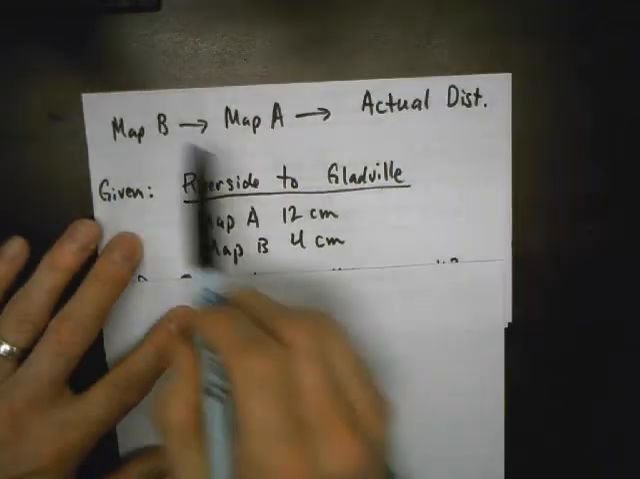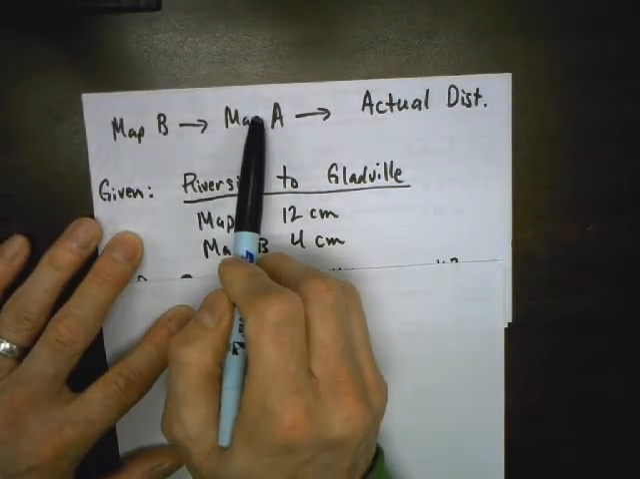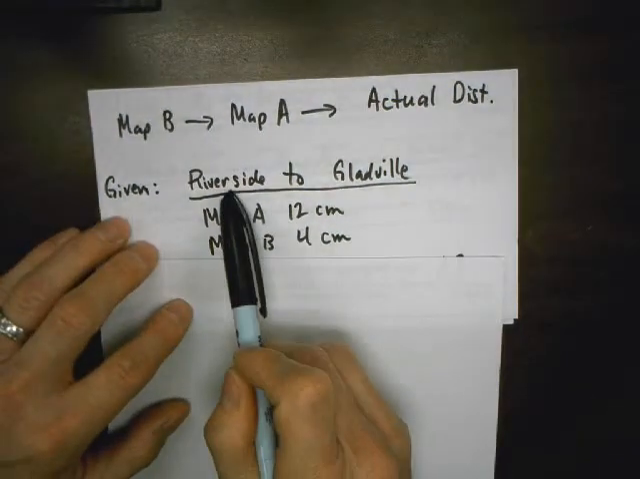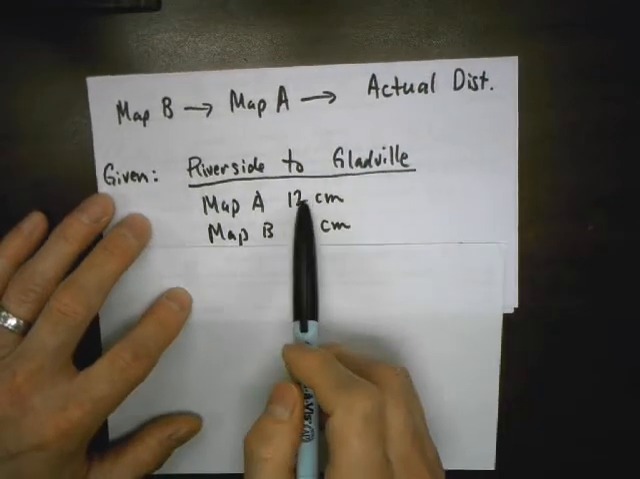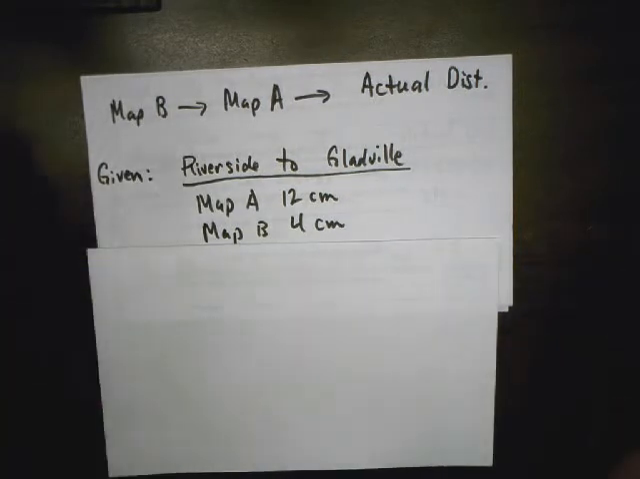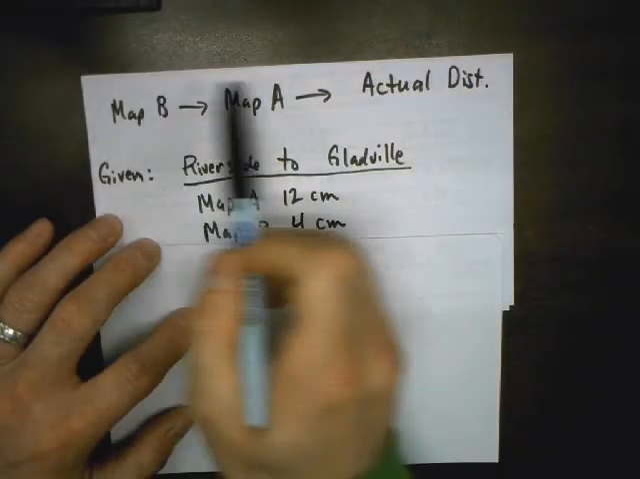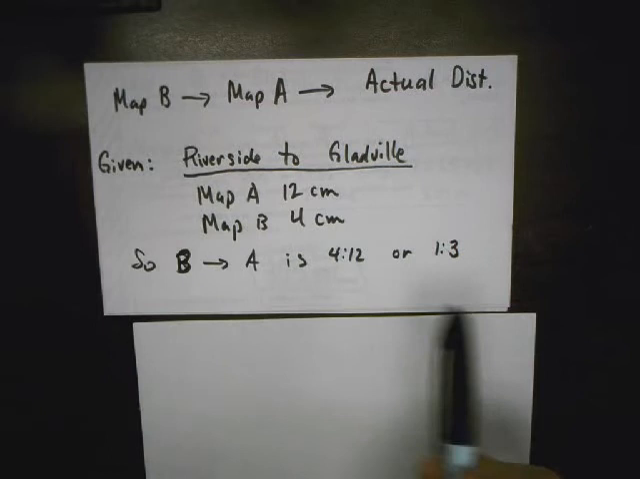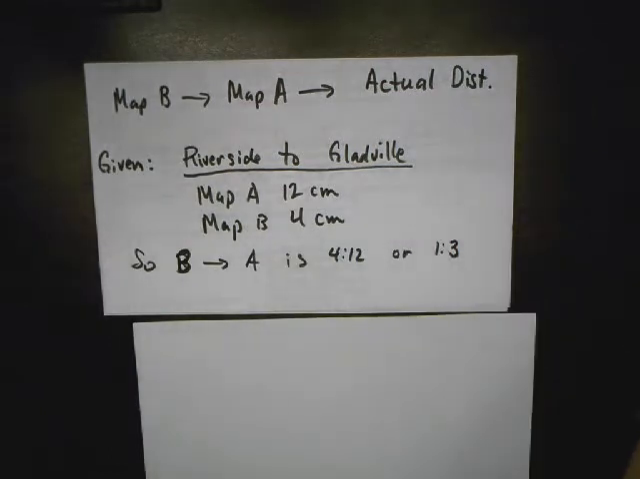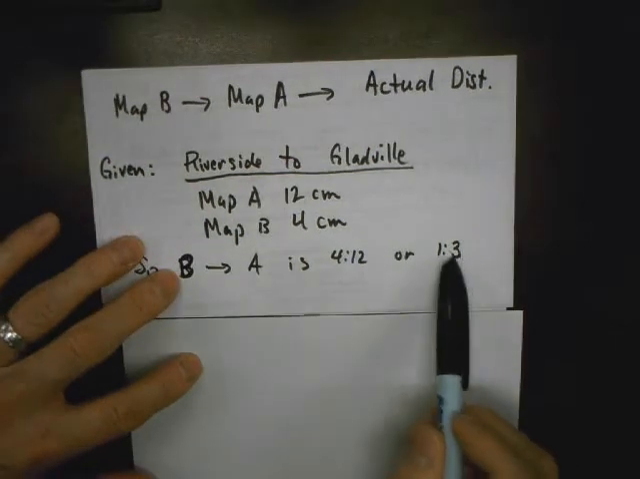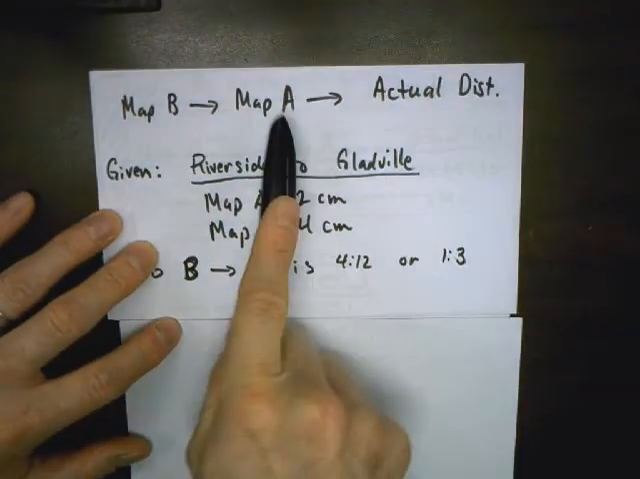In order to figure out how many times bigger map A is than map B, we take 2 corresponding sides. And in the problem, they give us the distance from Riverside to Gladville in both. In map A, that distance between those 2 cities is 12 centimeters. In map B, the distance is 4. So we got a ratio. We know how many times bigger A is than B. This is 3 times bigger. Usually for these ratios, they'll put the small one first and the big one second, right? So we'll put the small one first, big one second. So we got a 1:3 ratio. In other words, this is 3 times bigger, right?